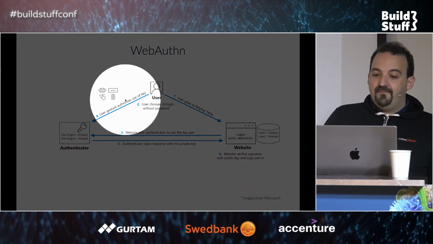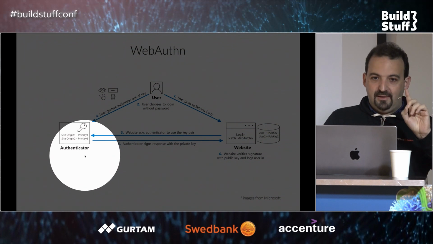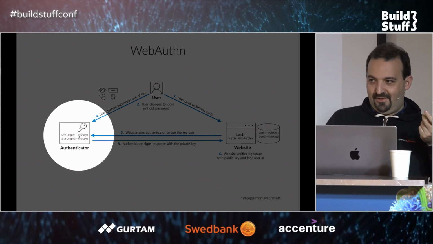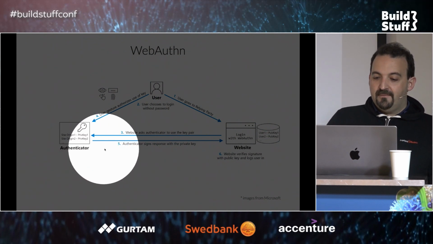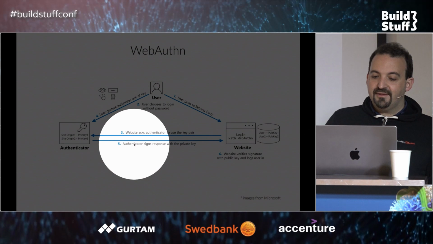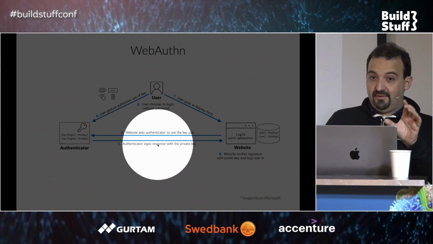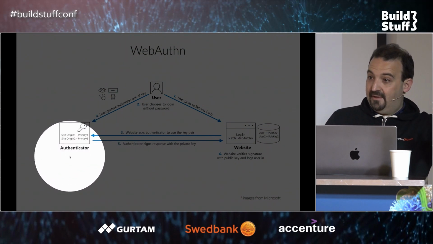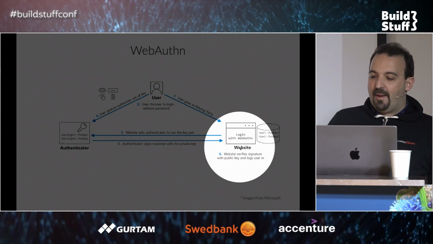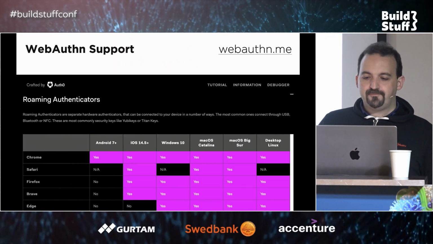So after the user has authorized that for that website, remember, this is per website. We don't share keys on different websites, then we have a pair of keys. So the authenticator will sign a response with a private key. So there is a response. The response is signed with the private key. The private key is in the authenticator. It never leaves the client. And then the website verifies the signature with the public key and then logs the user in. I will show you a demo in a second anyway.